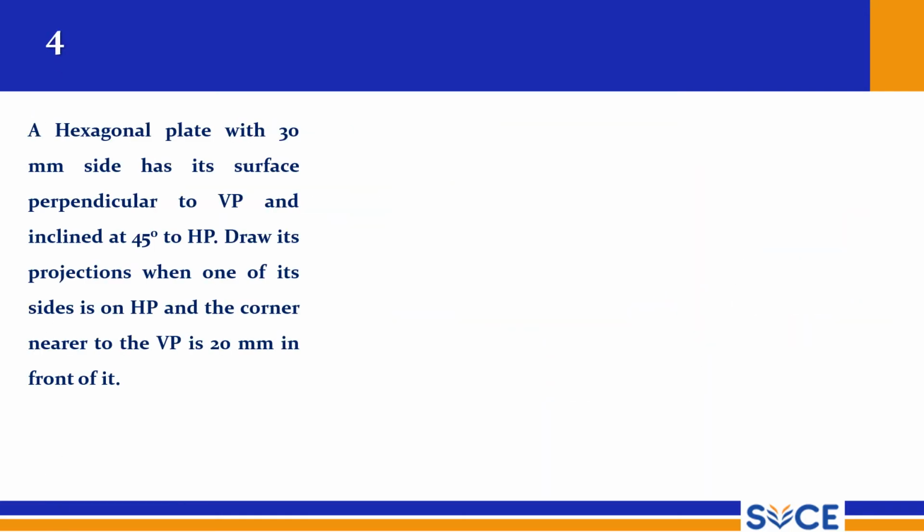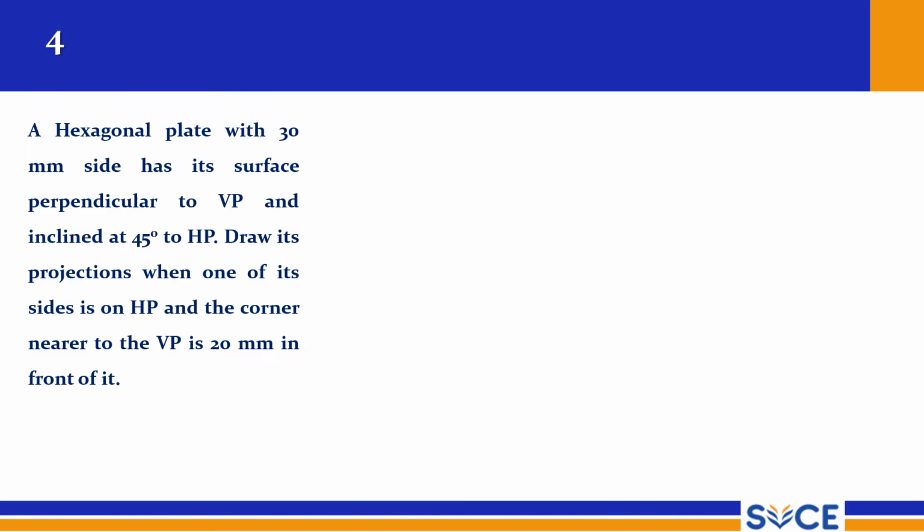And problem number 4: a hexagonal plate with 30 mm side has its surface perpendicular to VP. When it is perpendicular to VP, it is obviously parallel to HP, and inclined at 45 degrees to HP. It is perpendicular to VP and inclined at 45 degrees to HP. So the surface itself is 45 degrees. So it is a two-step problem. Surface is 45 degrees to HP, so it is nothing but theta, theta is given as 45 degrees.